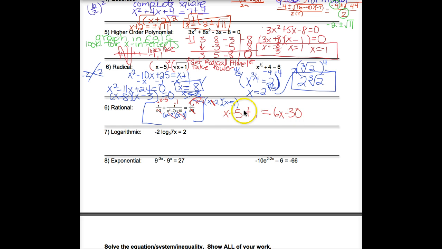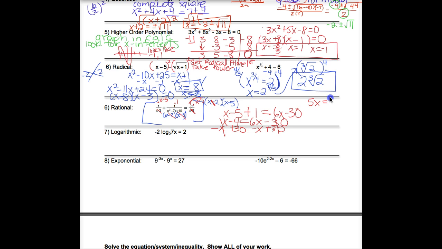So this guy is linear, which makes it easier to solve here. So that gives me x minus 4, 6x minus 30. So minus x, it gives me 5x. And on the other side, plus 30, plus 30.